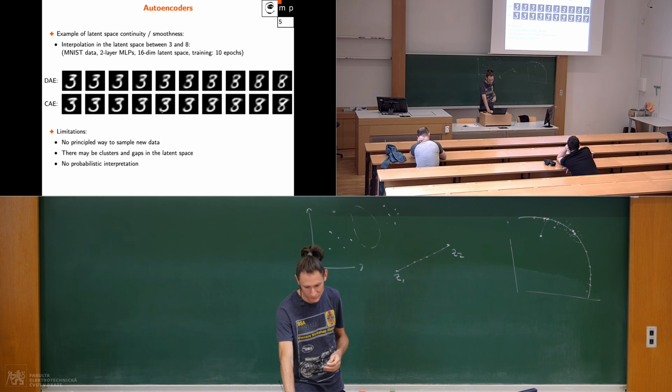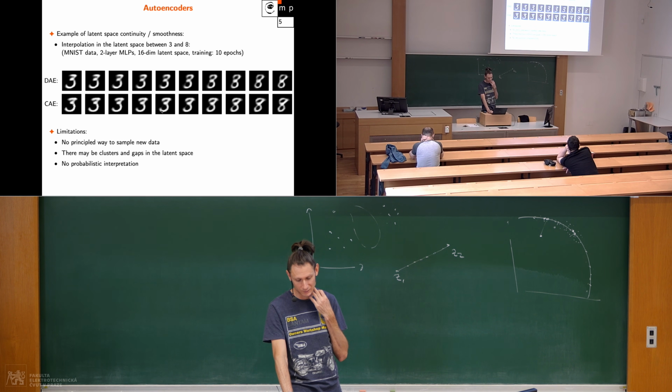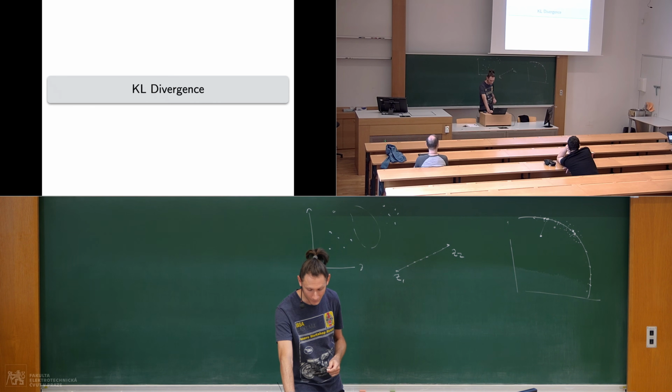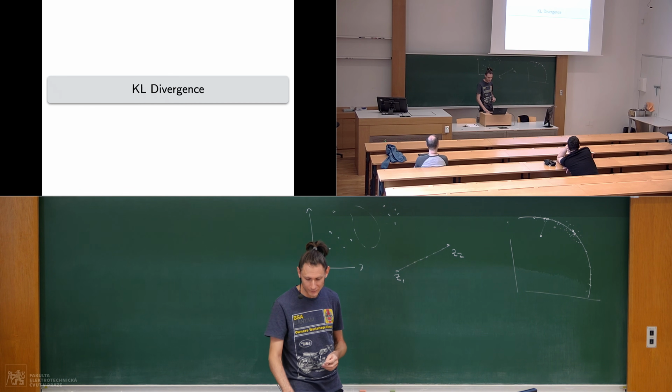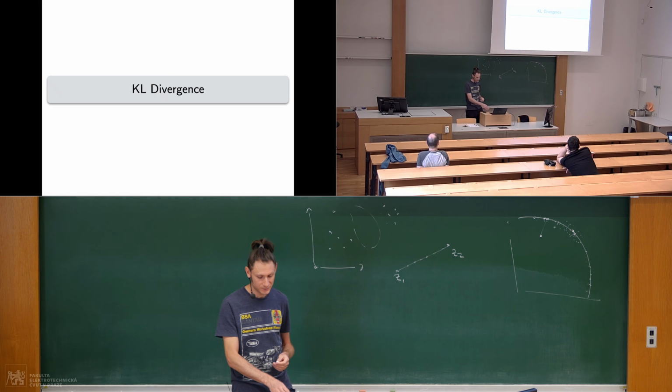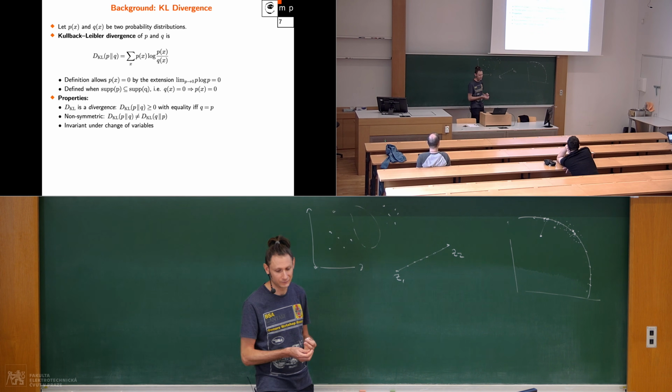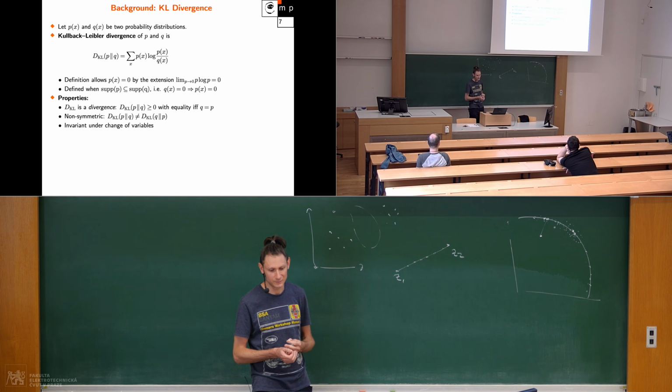So now the relational autoencoders will help in resolving these limitations, but maybe they will come with some other limitations. Before we go into relational autoencoders, we need to recall some background on what is Kullback-Leibler divergence.